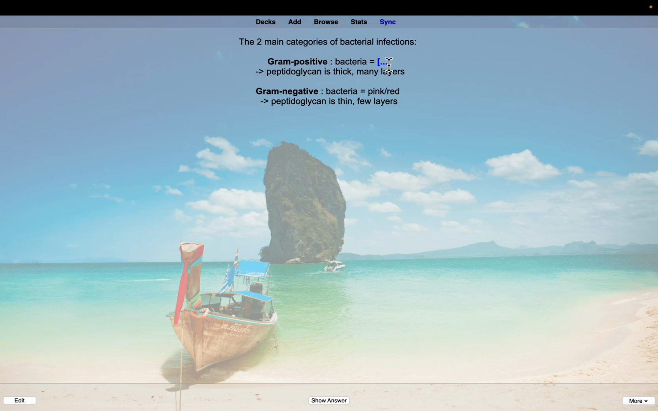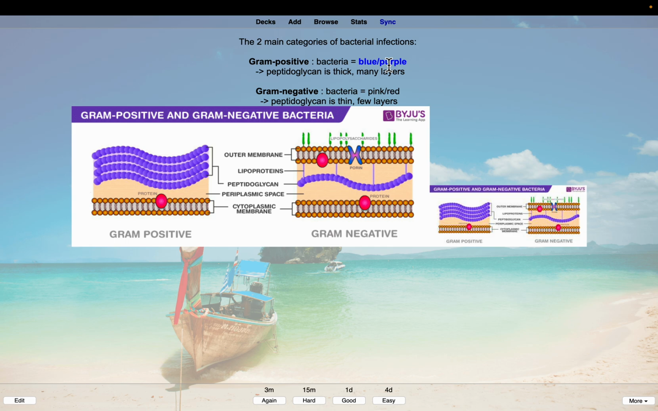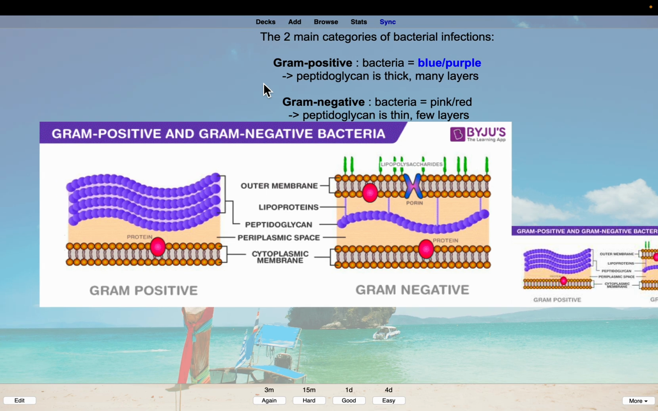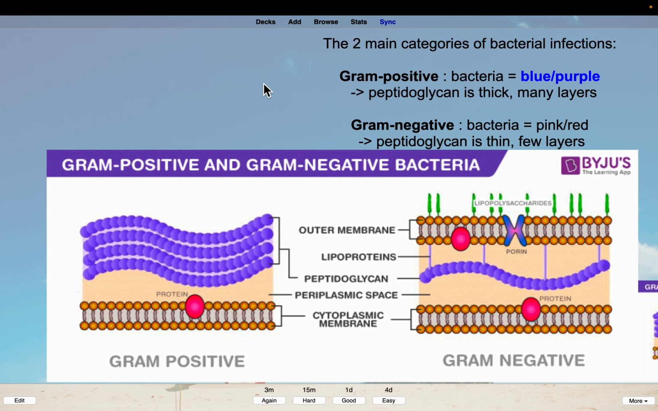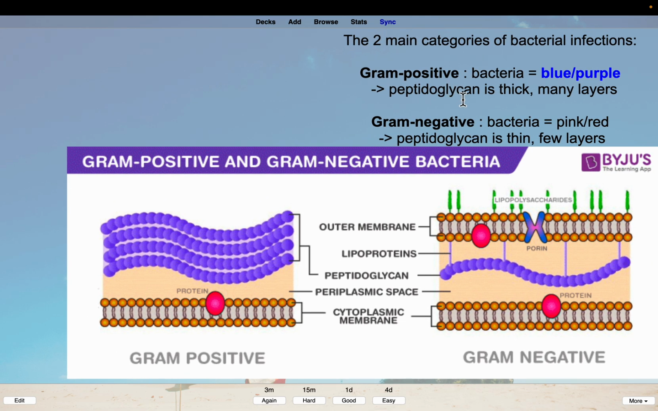Bacteria is blue or purple if it's gram-positive. So just to give you an illustration of what was being described earlier. The peptidoglycan is thick in gram-positive bacteria. As you can see here, the purple lines constitute, well, you can say that the layer is thick.